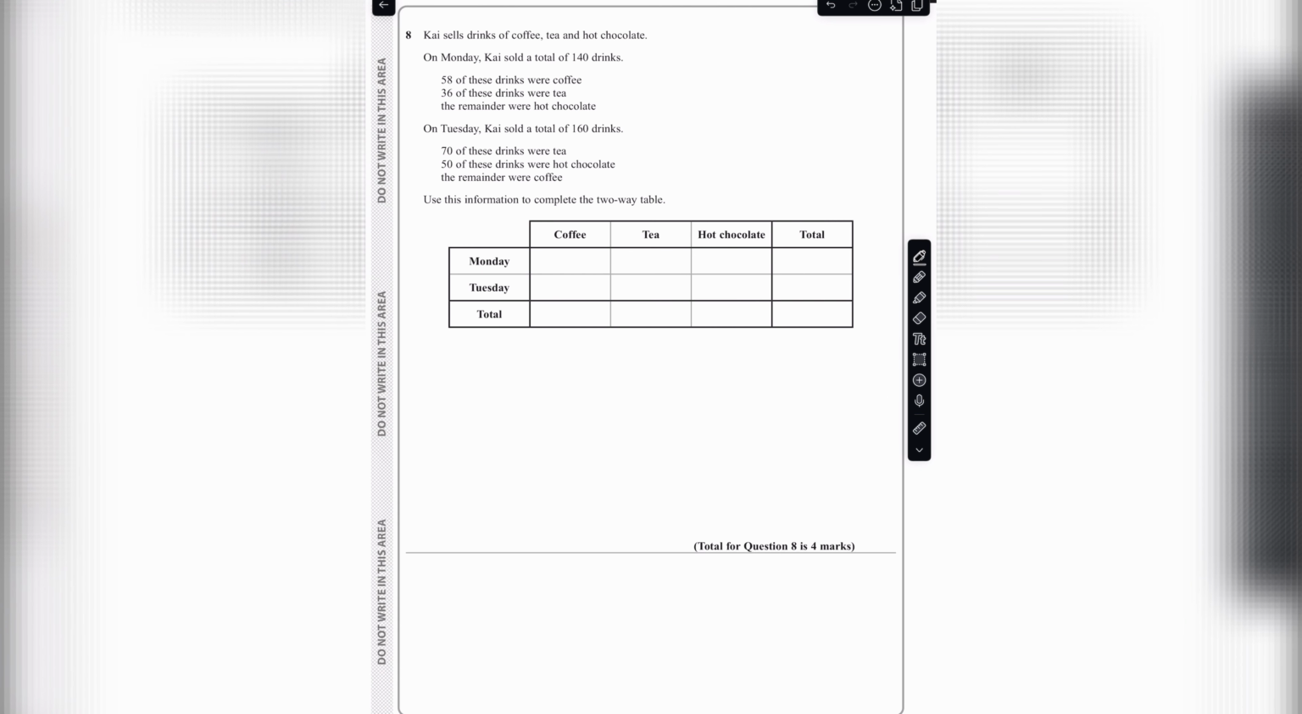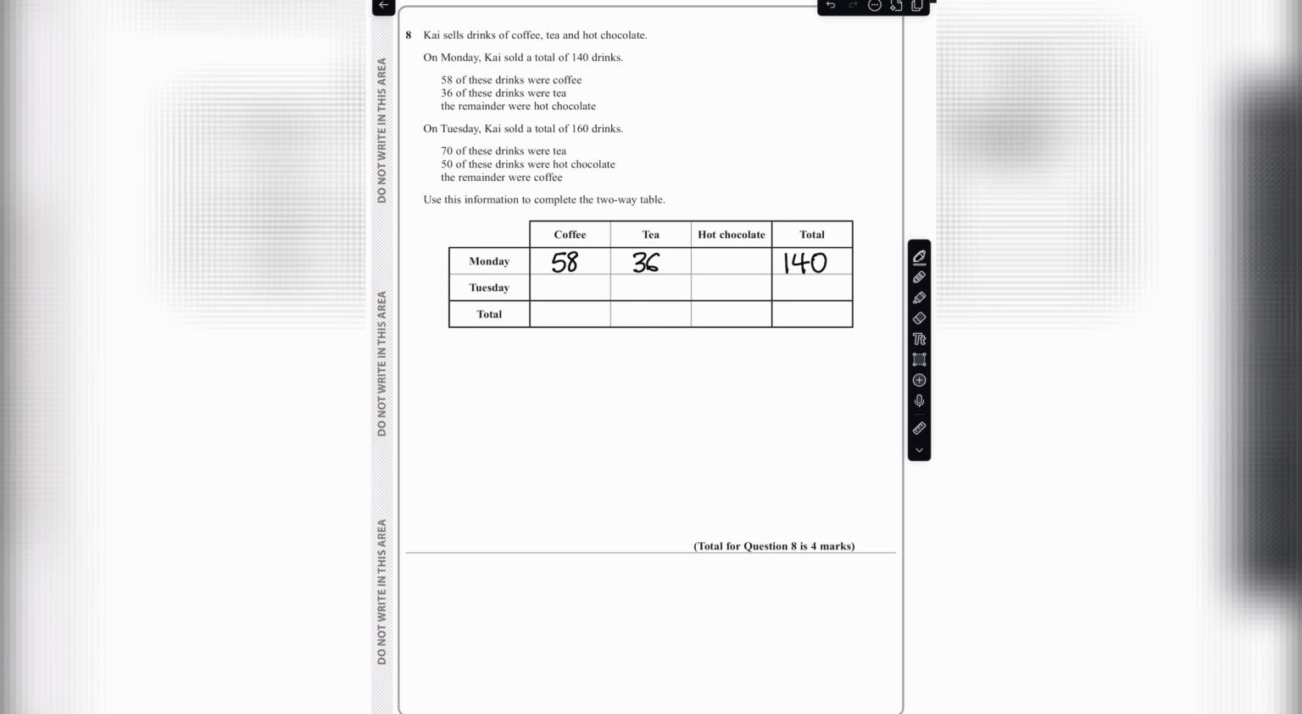In question 8, we are told that Kai sells drinks of coffee, tea and hot chocolate, and we are given the information of the number of drinks that he sold on Monday and Tuesday, and to use this information to complete the two-way table. So the first thing we know is that on Monday he sold a total of 140 drinks, so we can put 140 here, and 58 of these drinks were coffee, and 36 of these drinks were tea, and the remainder were hot chocolate.